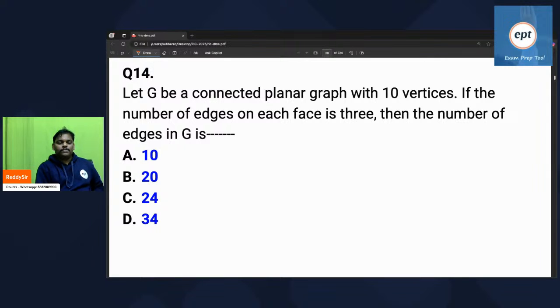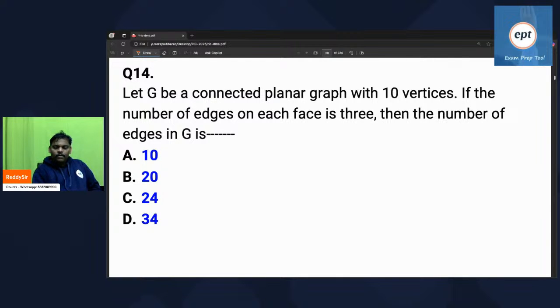Try. What is the answer for this? Everyone try. What is the answer for this? Yeah, let's try this. Let's try everyone.